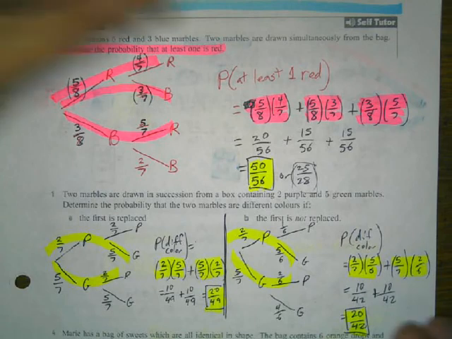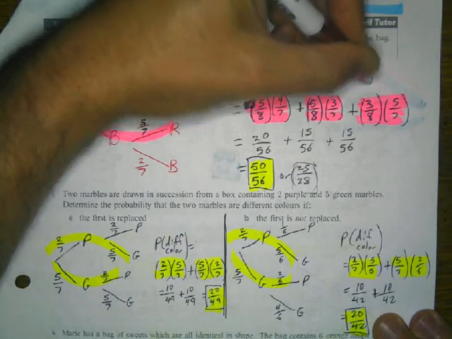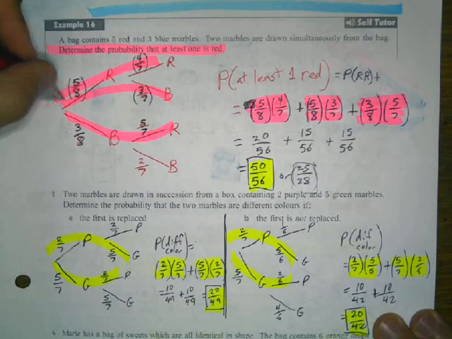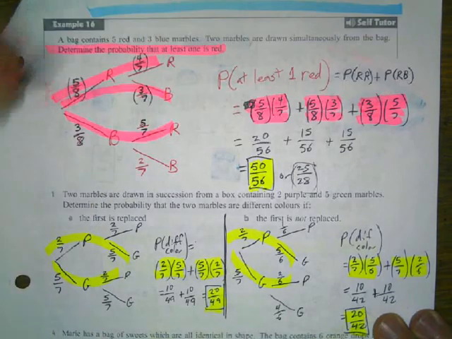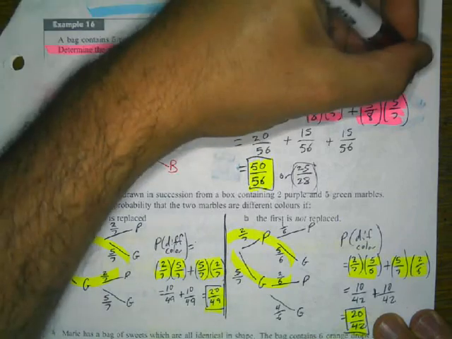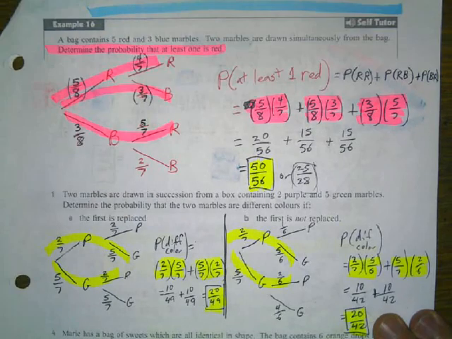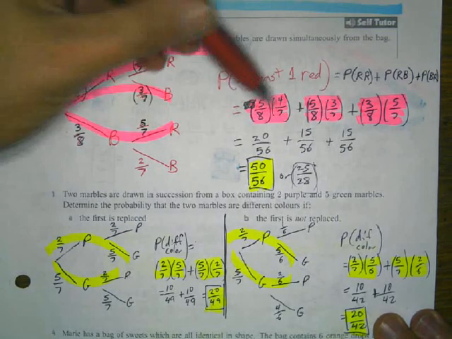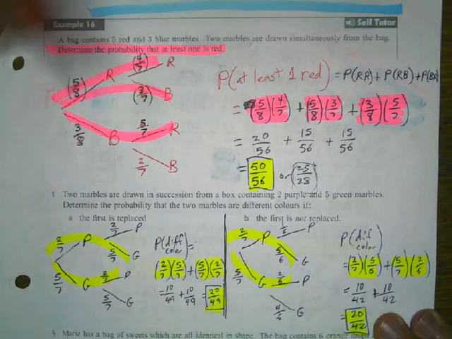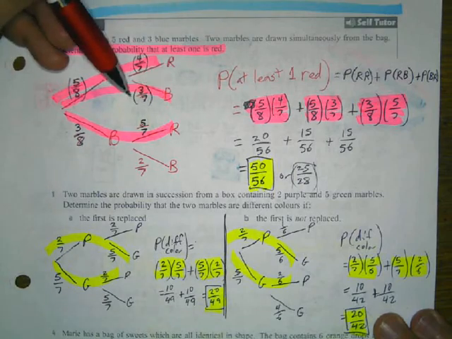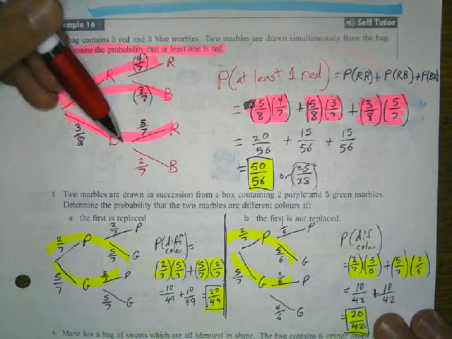So this, for example, is going to be the probability of 2 reds plus the probability of a red and blue, and then also the probability of a blue and a red. Okay, so probability of a red and a red is 5/8 times 4/7. The probability of a red and a blue is 5/8 times 3/7. The probability of a blue and a red is 3/8 times 5/7.